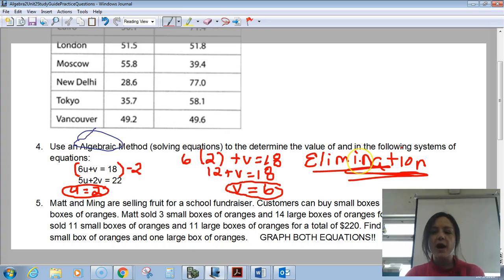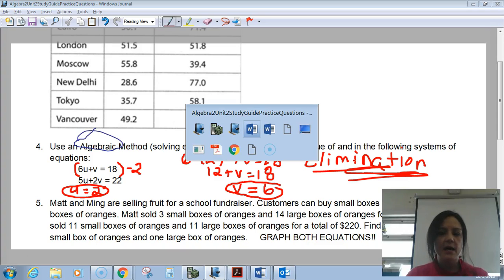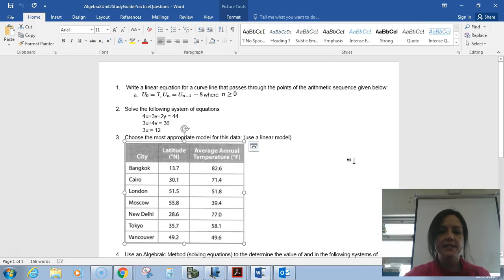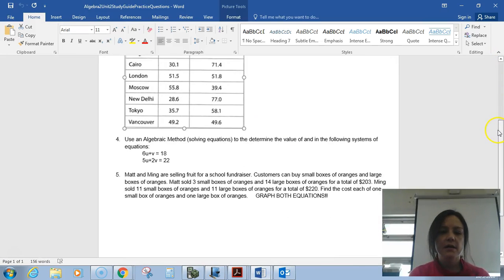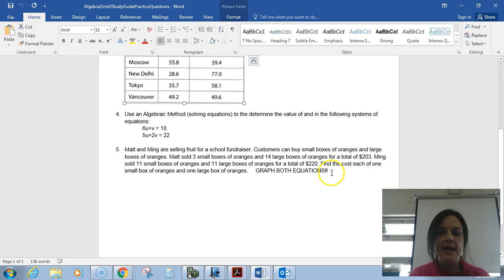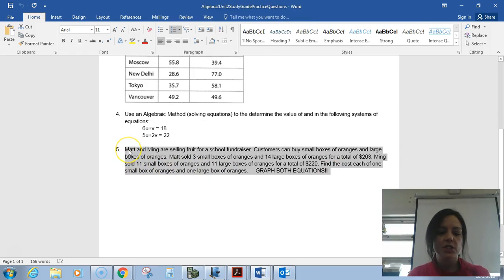And I have you graphing both of these because there are questions on the test that are going to have you graphing things. So let me see if we can copy this in somewhere into the other one so that I have all of this information.